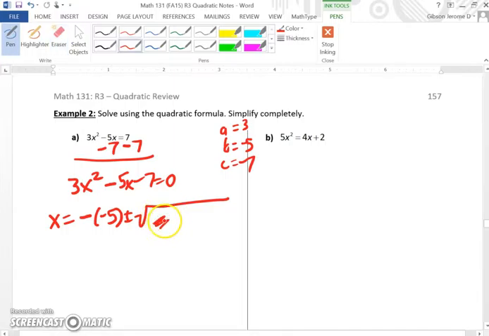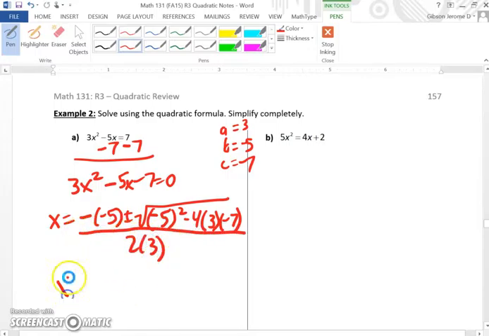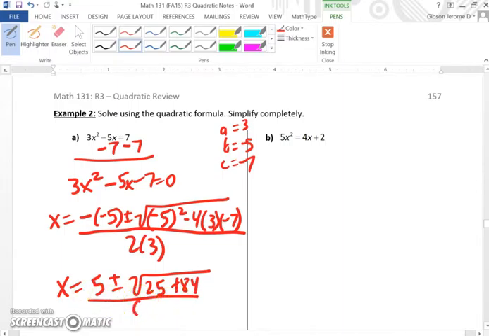So we would do actually the negative 5. We'll do negative 5 in parentheses squared minus 4 times A, which is 3, times C, which is negative 7, all over 2 times A, which is 3. So we have x is equal to 5 plus or minus the square root of, this would be 25. Negative 4 times 3 is negative 12 times a negative 7, so that would be a positive 84. All over 2 times 3, which is 6.